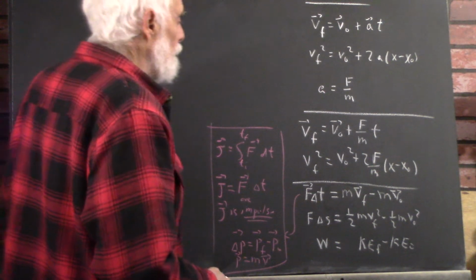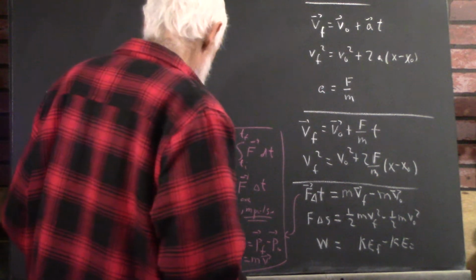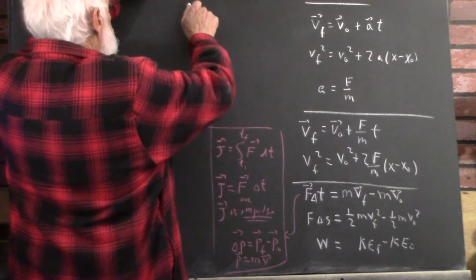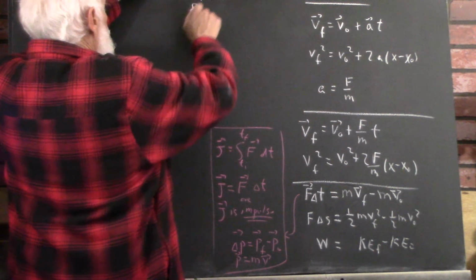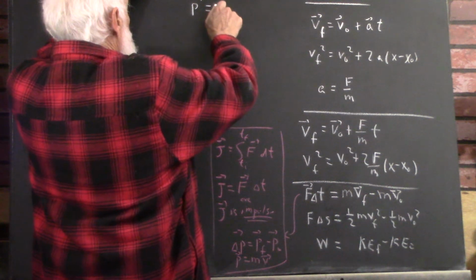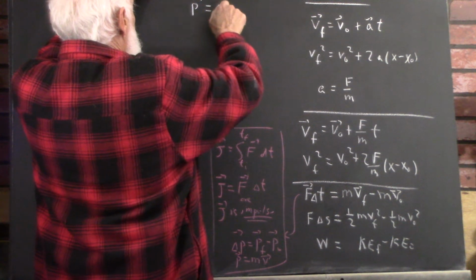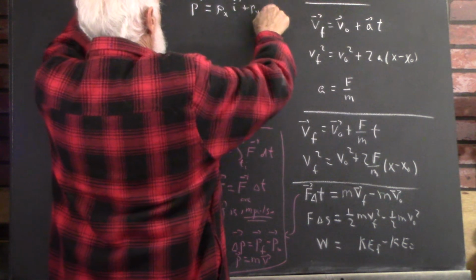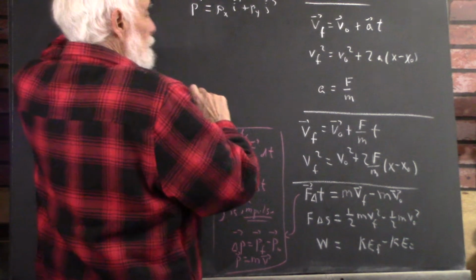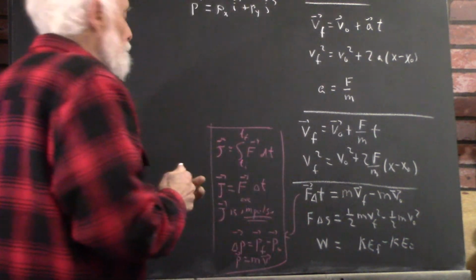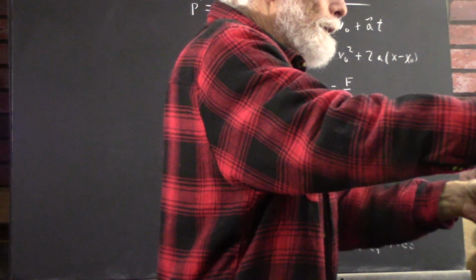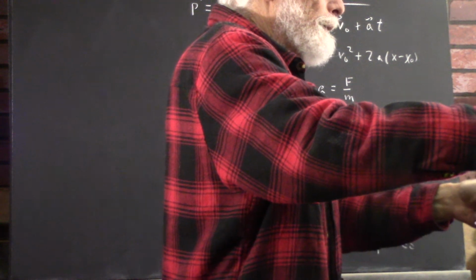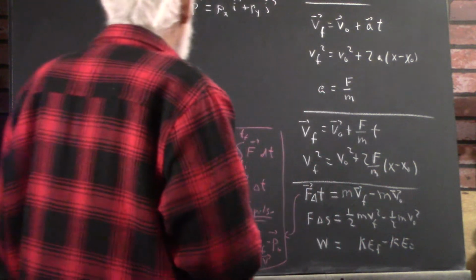vector quantities, which means that for example, your momentum could be broken into components. Pxi plus Pyj plus Pzk if we go into 3 dimensions.